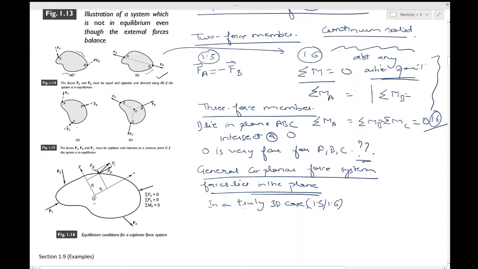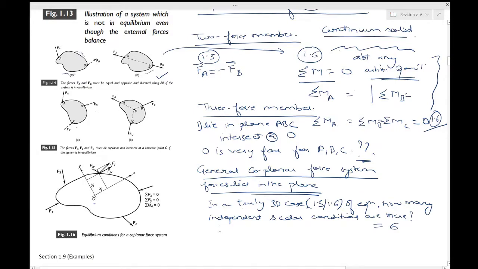Okay, in a truly 3D case of equilibrium, how many independent scalar conditions are there? Okay, the answer to this question is clearly 6.